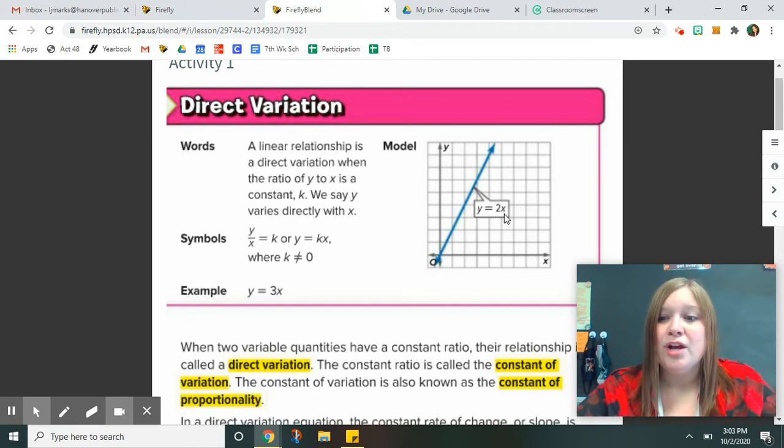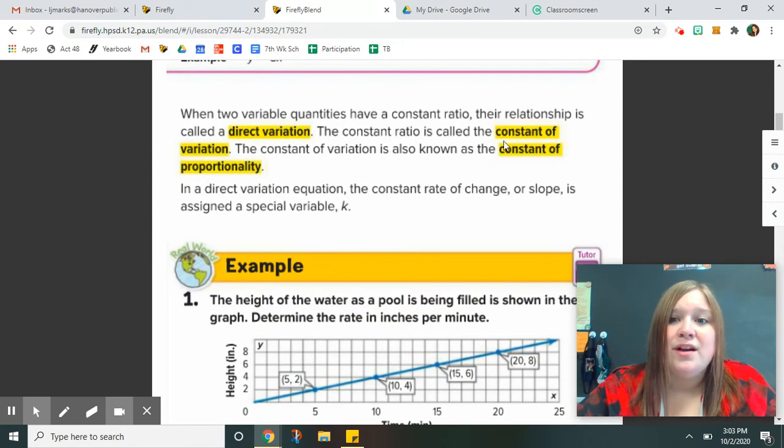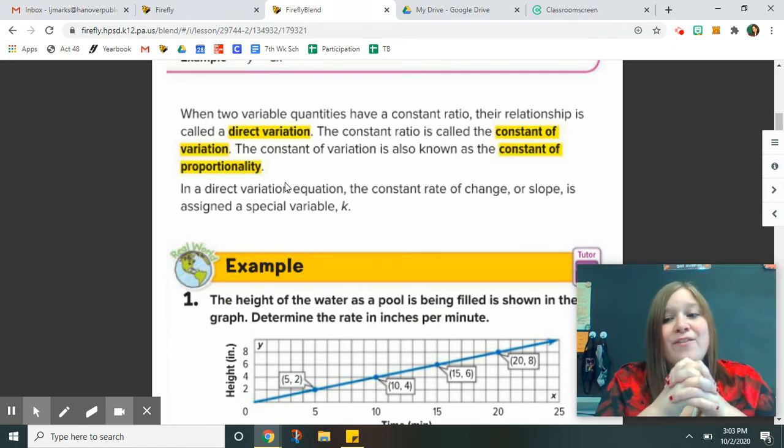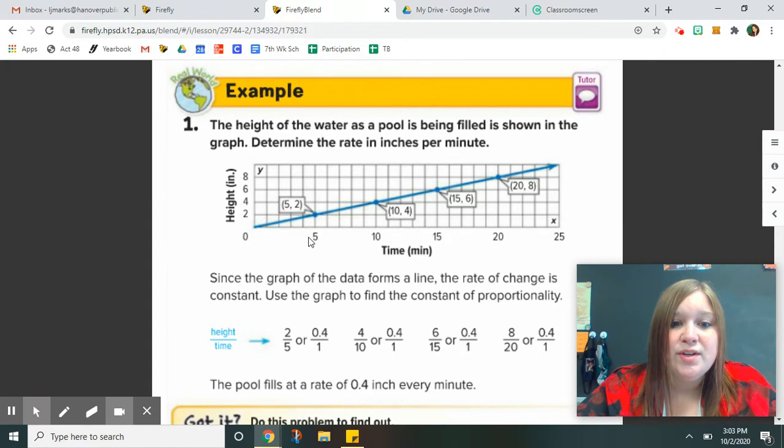All right, so now we're actually looking at equations. That's why this is also called the constant of variation or the constant of proportionality. These things are very similar and they work very well together. So again, when we are looking at this, we need to use the direct variation, which is the constant rate of change. Okay, you can use these words interchangeably, and that's okay.